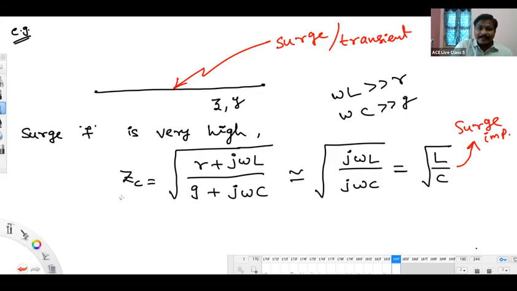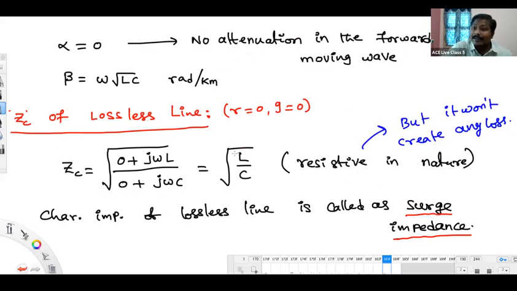Why? Because we are calculating ZC during surge operation, so we name this surge impedance. But you see, the same formula, root of L by C, I am getting even under steady state operation, particularly for a lossless line. That's why I am not changing the name for root of L by C. I will be calling this surge impedance only. But still, we are discussing the steady state operation of the system.